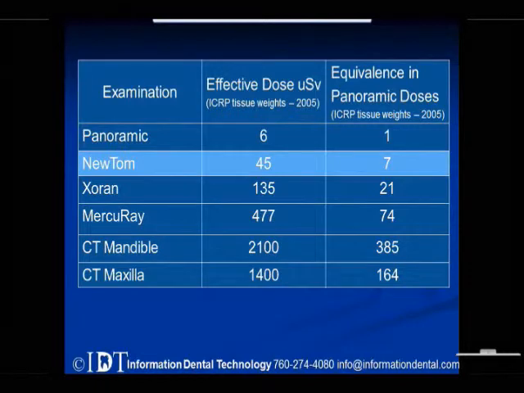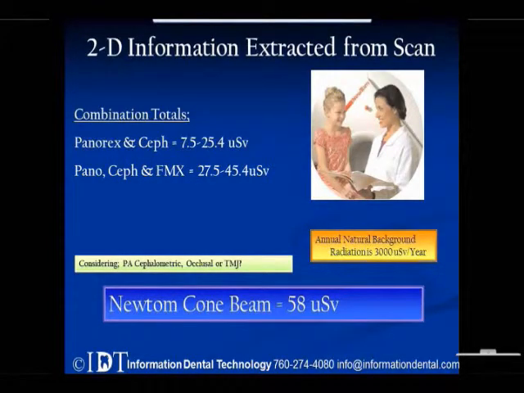The Dicom is a cone beam machine that's highlighted in blue, and you'll see that the effective dose is 45 microsieverts, and that's equivalent to only 7 Panarexes. And if you go down the list, you'll see CT mandible and CT maxilla is 2100 or 1400 microsieverts respectively. So that's significantly more than what we're looking at for a cone beam. And the equivalent in Panarex doses is 385 or 164. So there's significant enough difference that cone beam is sufficient for dental applications.